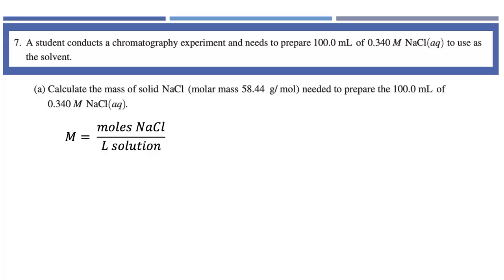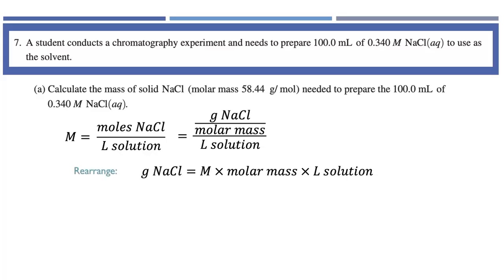We can actually substitute the gram to mole conversion in here. So the grams of NaCl divided by the molar mass of NaCl divided by the liters of solution would equal the molarity. But we want to solve for the grams of NaCl, so I recommend at this point that you rearrange the equation to isolate grams of NaCl. And what we get is molarity times molar mass times the volume of the solution in liters.